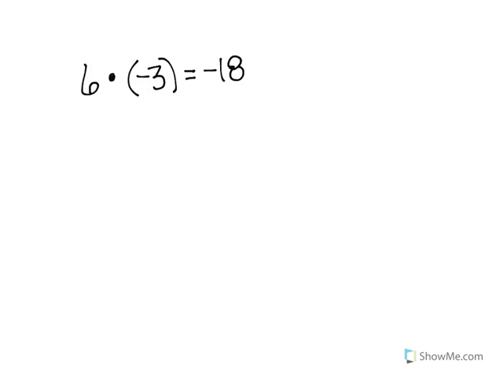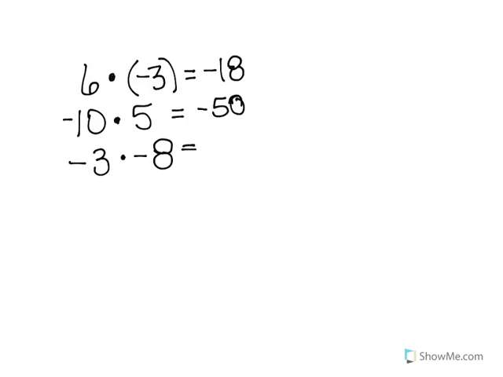Okay? What about negative 10 times 5? What product would we get here? We have negative 50, because we have two different signs, so our product is negative 50. All right, what if we have negative 3 times negative 8? Well, we have two negatives, so if we have the same sign, our product is going to be positive, which means we have a positive 24.